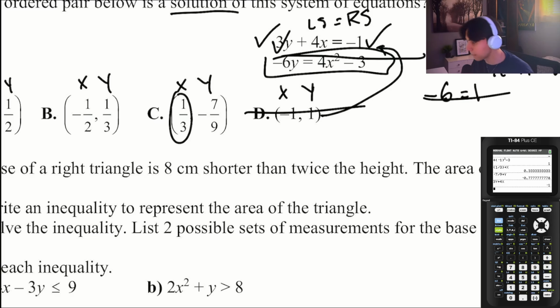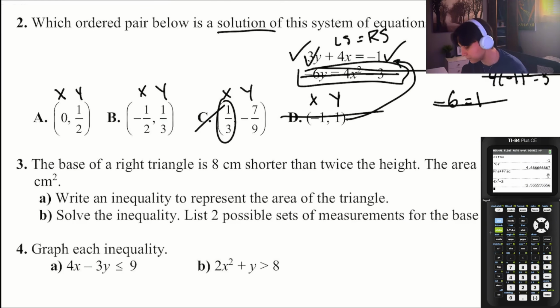So the bottom one. We have negative 6y, and that gives us our answer of 14 over 3. So now our right side has to be equal to 14 over 3. So 4x squared minus 3, and it is not equal to 14 over 3. So C is a bad answer.